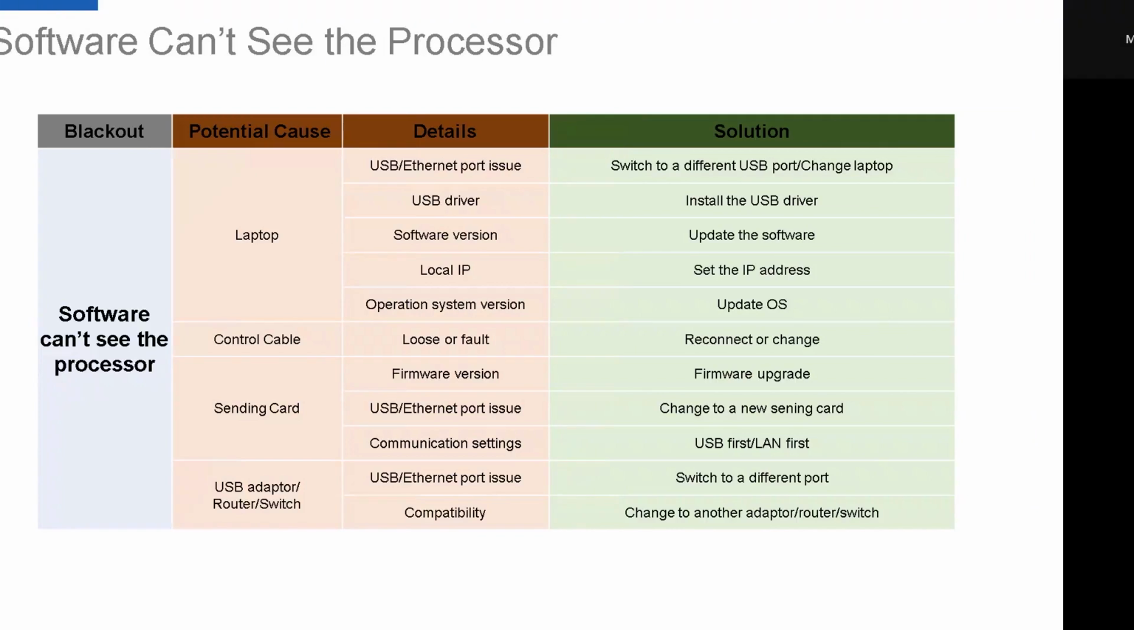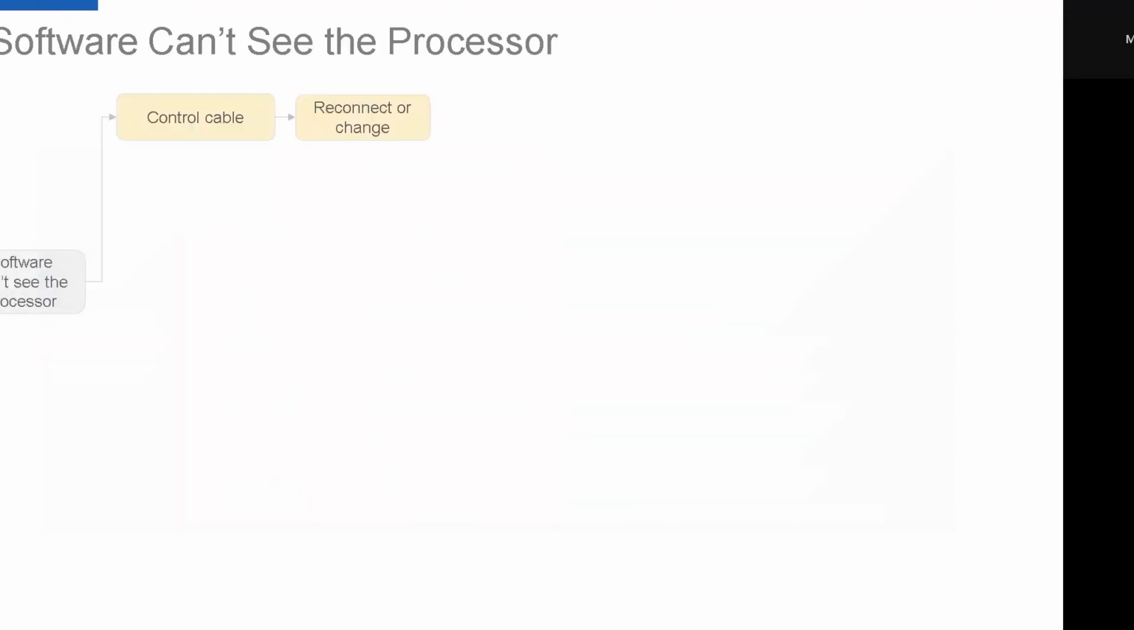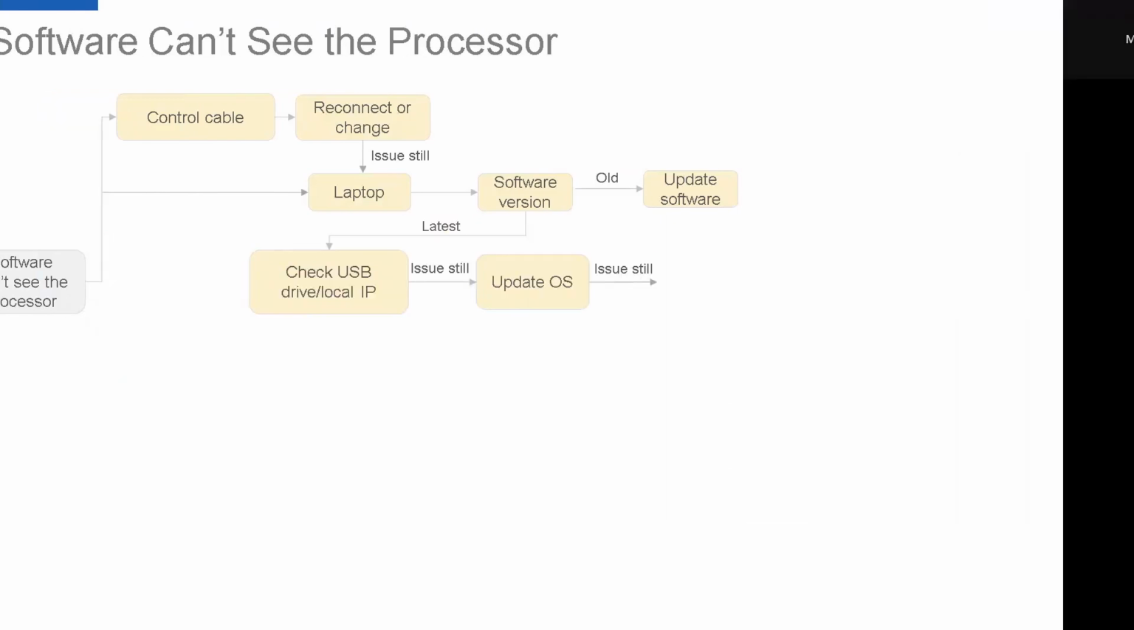So for now, we already know all of the potential causes and the solutions. Where should we start from? Here's a process. We should start from the control cable. If you meet the problem that the software cannot see the processor, check the control cable first. Reconnect it or change to a new one. If the issue persists, check the laptop settings. Make sure the control software is the latest version. If the software is old, update it to the latest one to solve the problem.